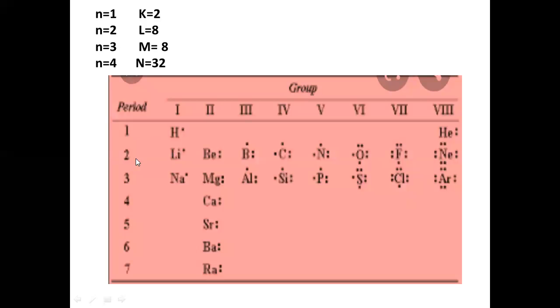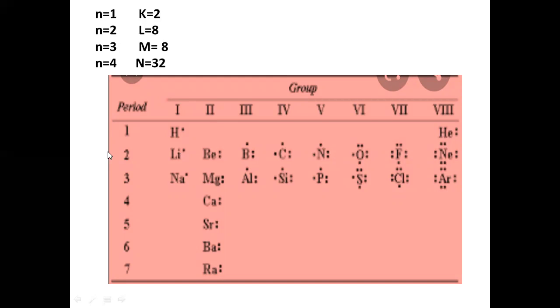You can see that in the second period, we start from lithium, which is present in group number 1, so it has 1 electron. This dot shows the number of electrons. It has only 1 electron in the outermost shell. Beryllium has 2 electrons in the outermost shell. That's why it is present in group number 2.